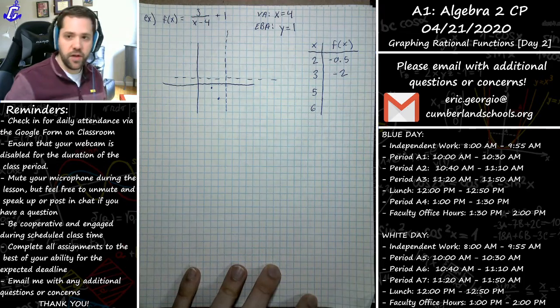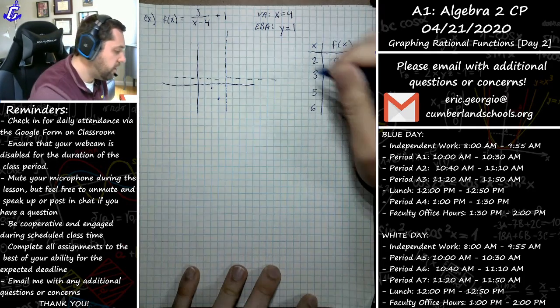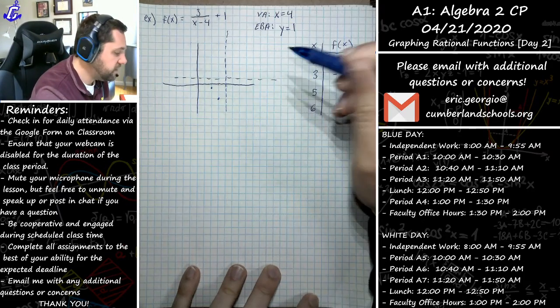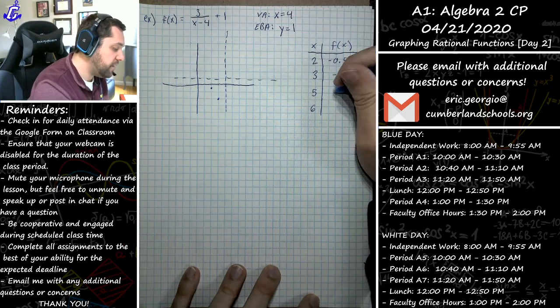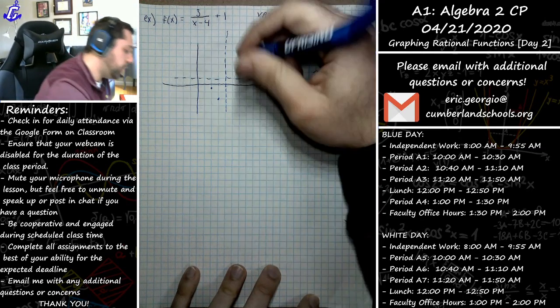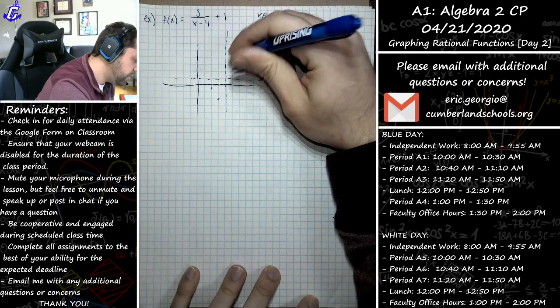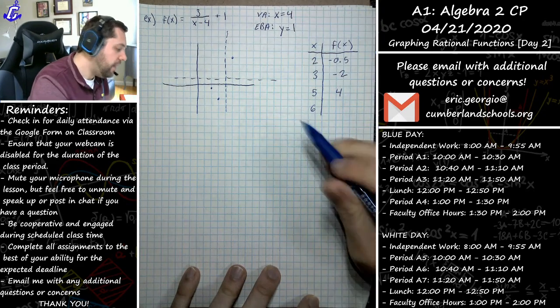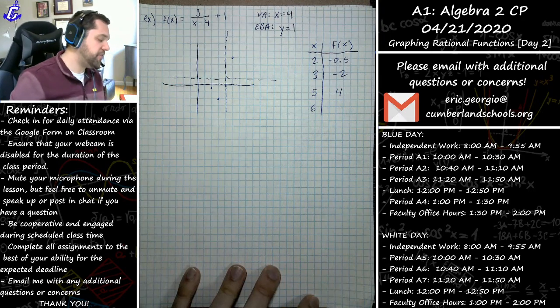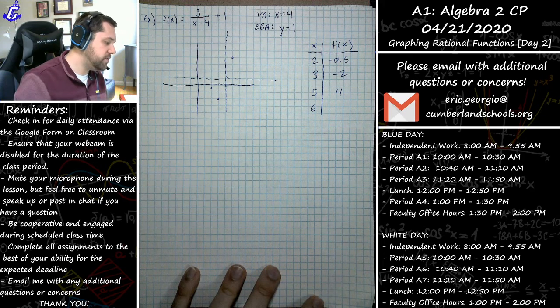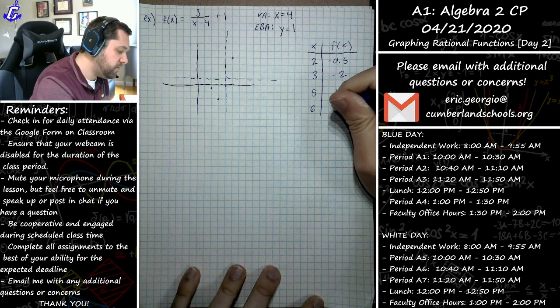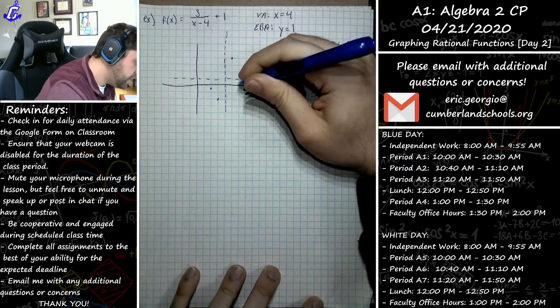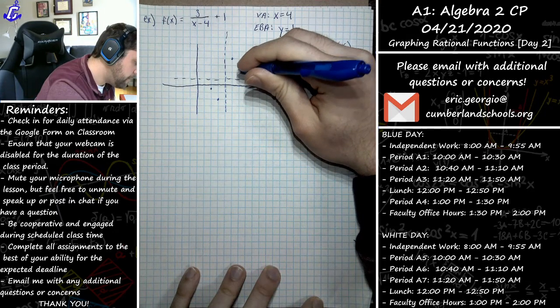Okay, I'll hold off on sketching the curves. We can go ahead and plug in 5. 5 minus 4 is 1. 3 divided by 1 is 3, plus 1 is 4. So a point at 5, comma 4. And then we'll take 6 and plug it in. 6 minus 4 is 2. 3 divided by 2 is 1.5, plus 1 is 2.5. So here's 6, comma 2 and a half.